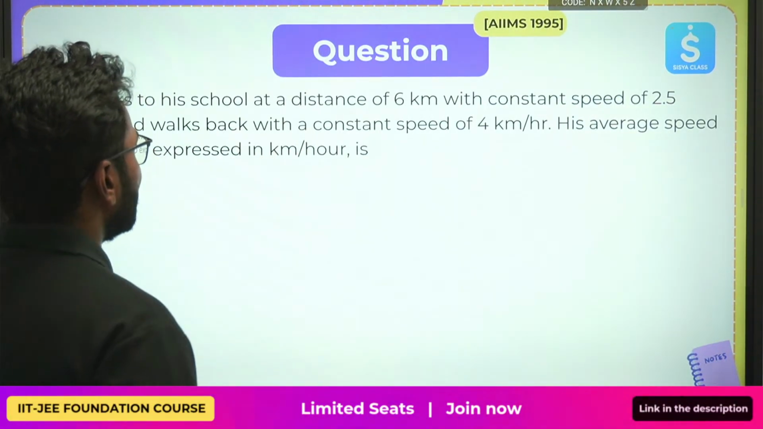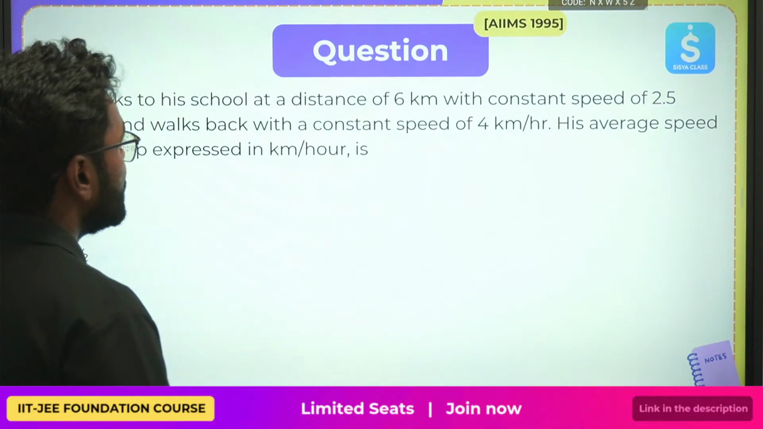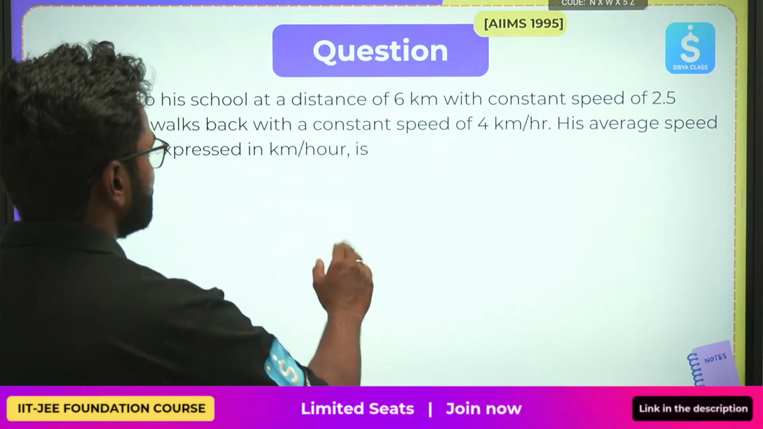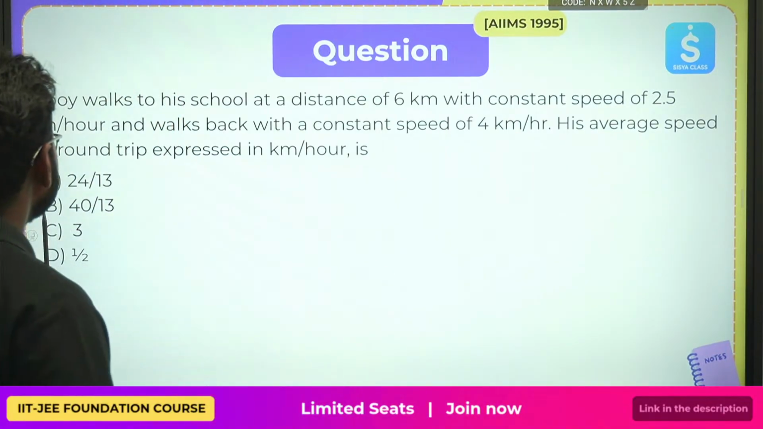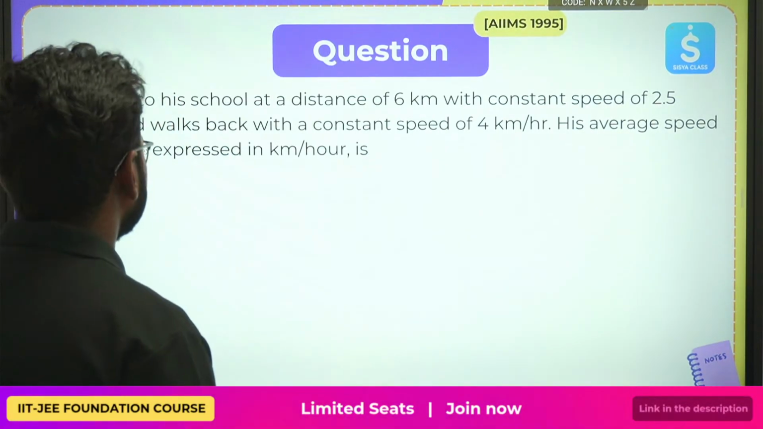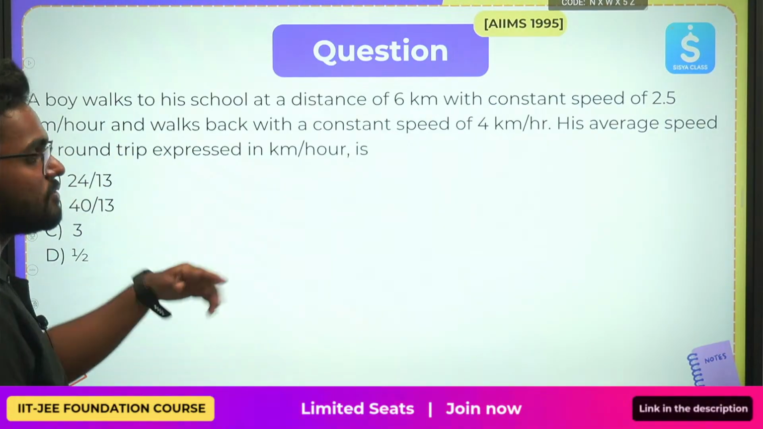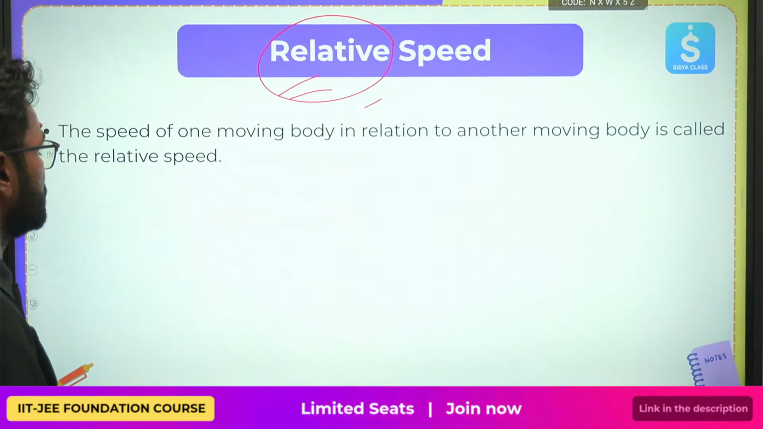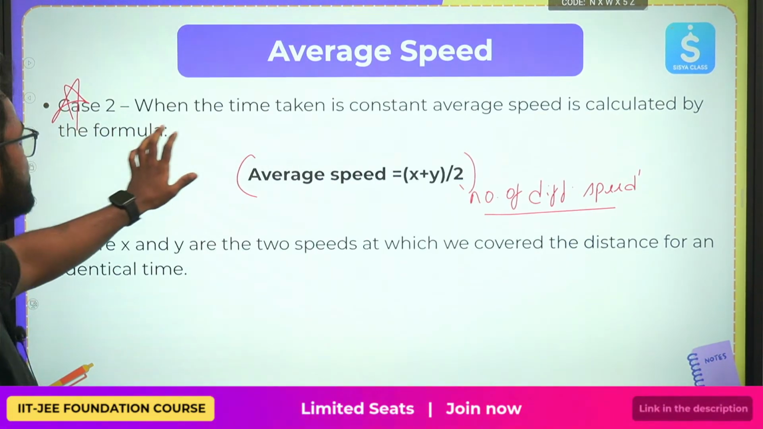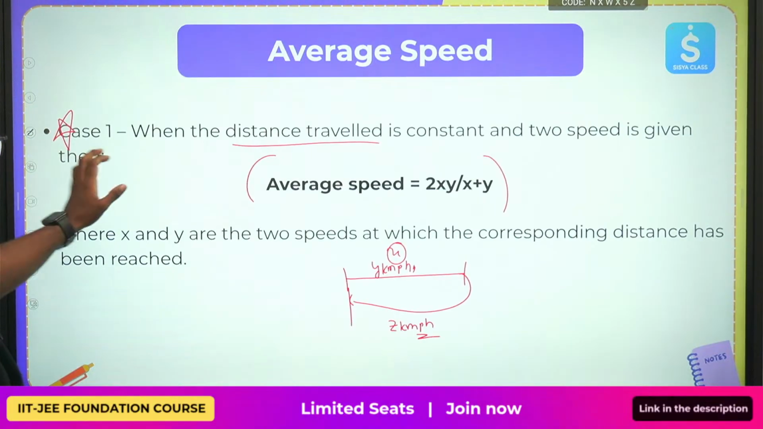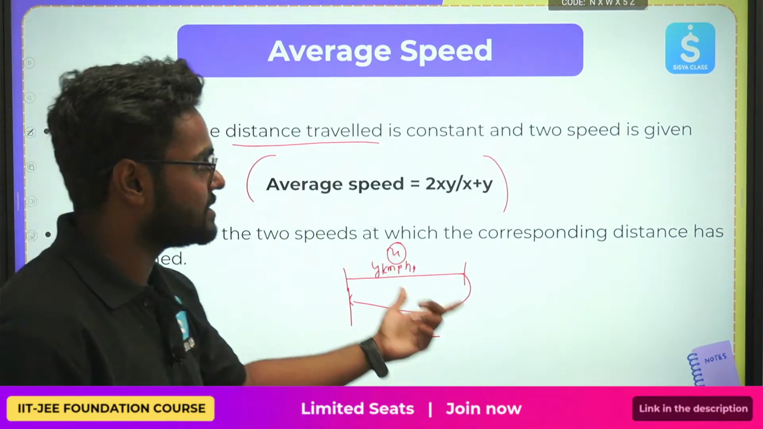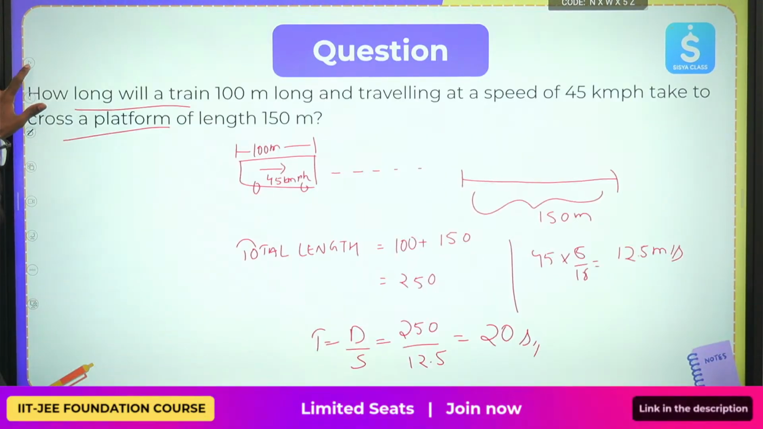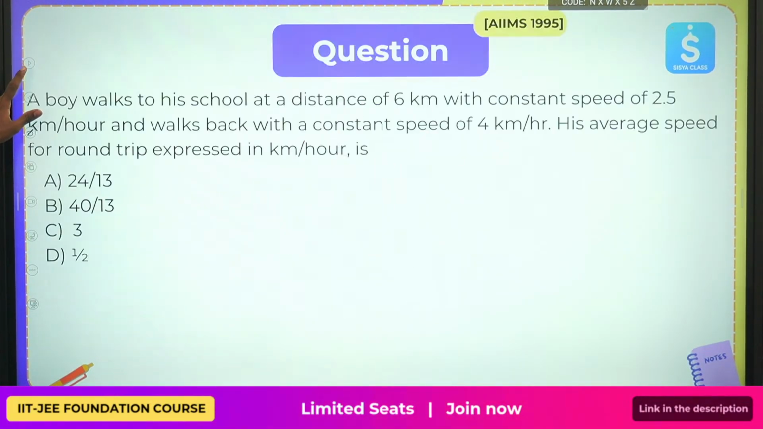A boy walks to his school at a distance of 6 kilometers with a constant speed of 2.5 kmph and walks back with a constant speed of 4 km per hour. His average speed is expressed as? See, this is the first case we have studied, right? In this case, the distance is constant. He is moving somewhere and is again coming back to his home, right? So we can do this by this formula.